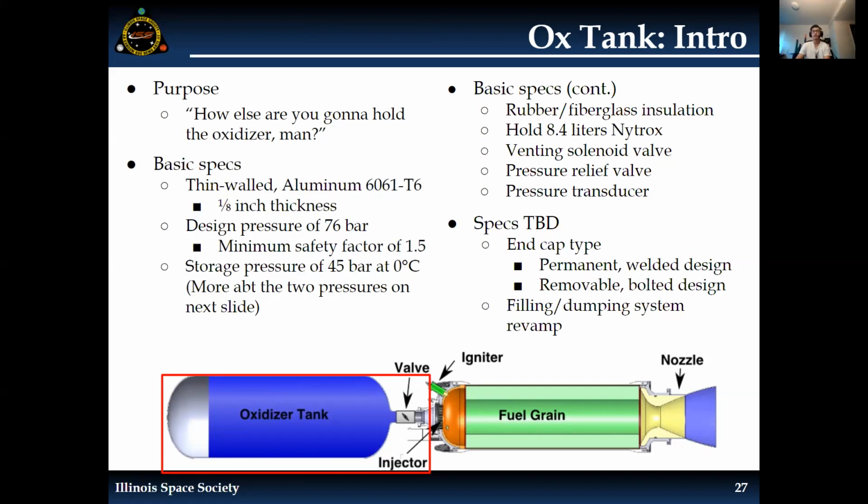Basic specs continued. It's going to have rubber or fiberglass insulation, and it's going to hold 8.4 liters of nitrox. It's also going to have a venting solenoid valve, a pressure relief valve, and a pressure transducer. Some of the specs yet to be determined are the end cap type, and whether we want a permanent welded design or a removable bolted design. Another thing we're still hashing out is the filling and dumping system.